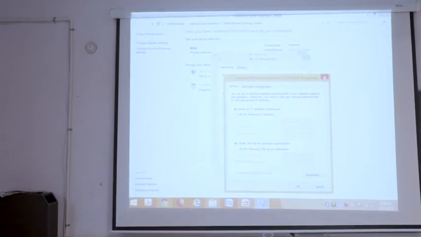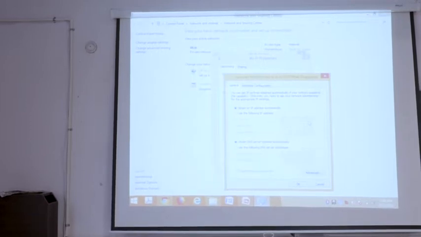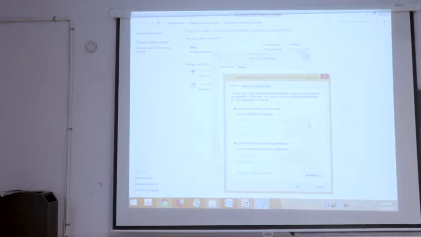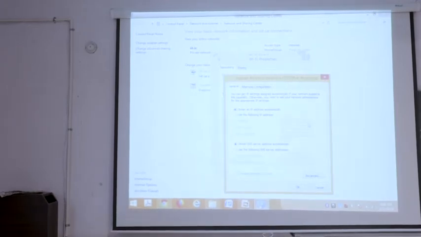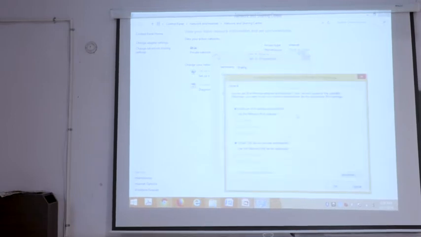Okay. Here we give the IP addresses with 32 bits. So 32 bits is divided into 4 parts. So how many bits in one? 8 bits. So in one part we use 8 bits to locate. So this is for IPv4.